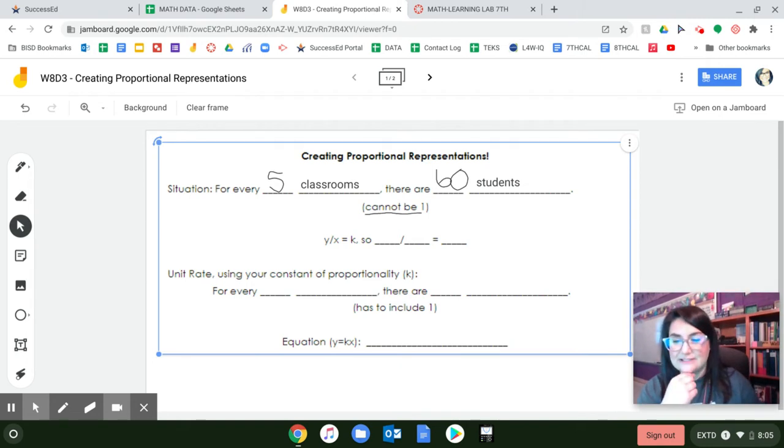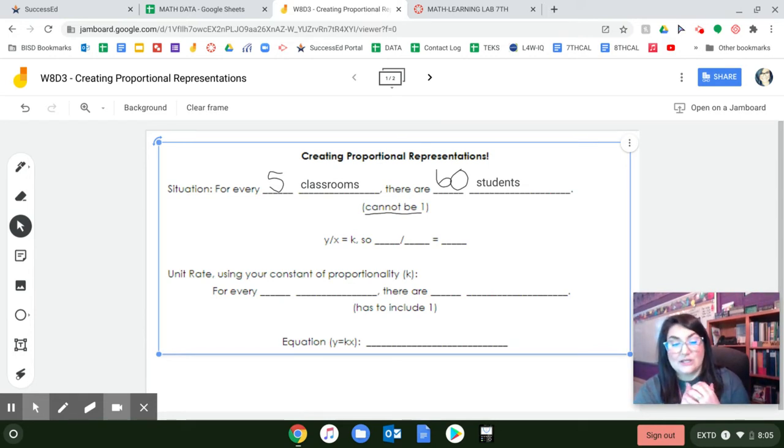Once you have that situation, and you can think of any relationship, it could be chips in bags, it could be dogs in houses, it could be people in houses. It can be anything that you want to talk about. Do something that relates to you, that you are interested in, okay?